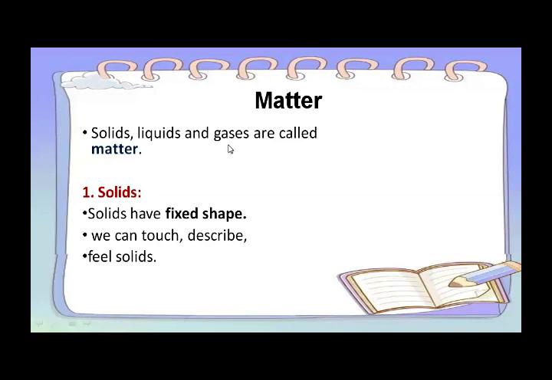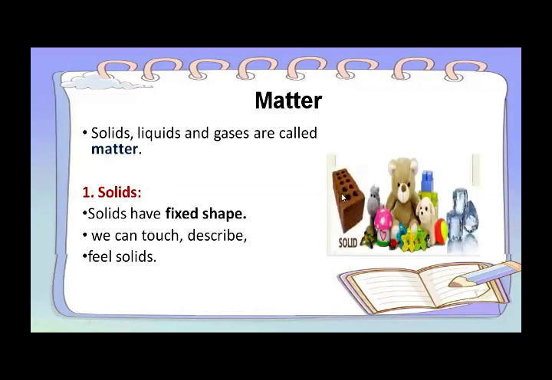Okay, so the first type of matter is solids. Solids have a fixed shape. As you can see on your screen, these toys are solids. Why? Because solids have a fixed shape. If you put your toys in the cabinet or on the table, they don't change their shape. That means they have a fixed shape.